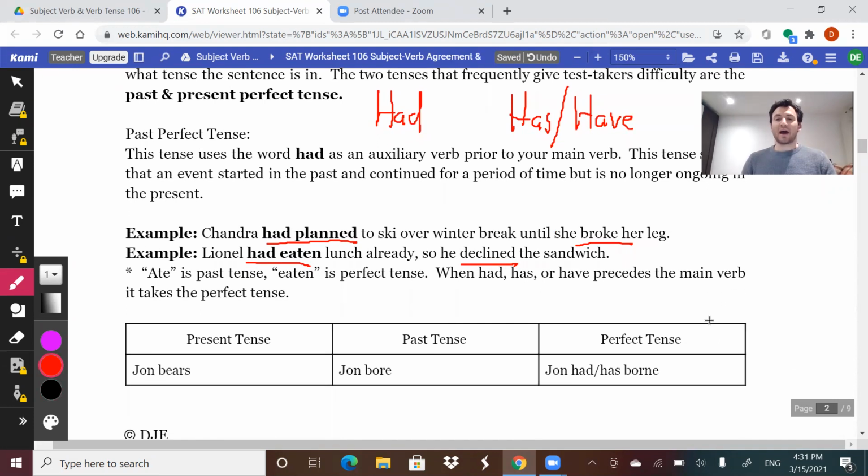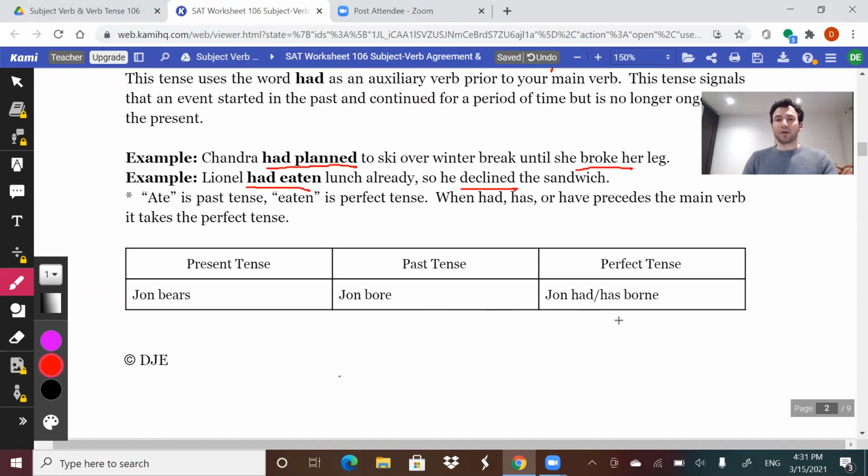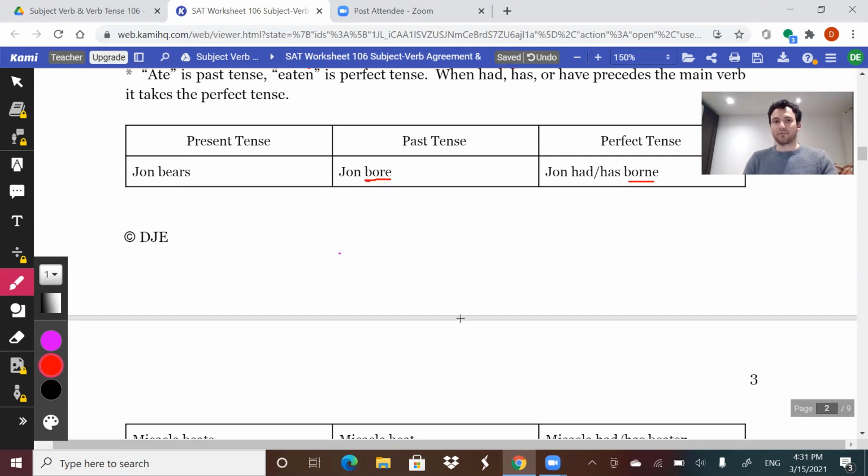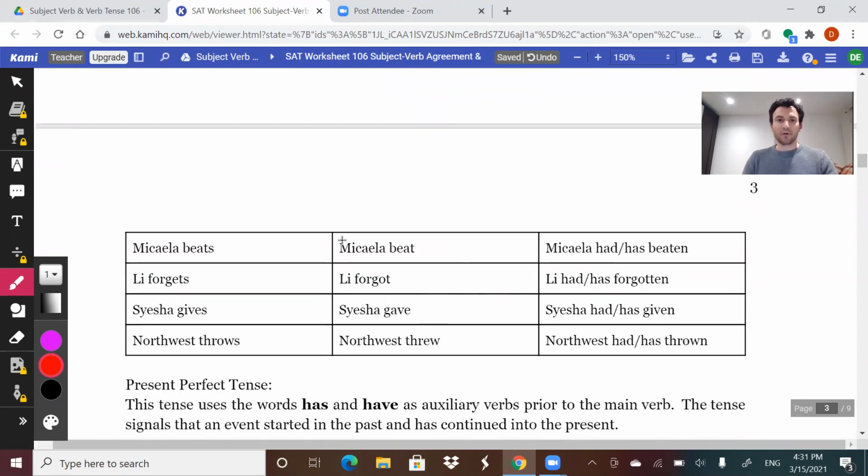When you're using had, has, or have, make sure that you're conjugating your verb correctly. The conjugation isn't always the same as the past tense. An example is bore versus born. Bear, bore, born. Another one, Michaela beats. Michaela beat, past tense. Michaela had or has beaten. Yeah, if you said plan, then planned is the same in both tenses. Had planned, has planned, planned. But some verbs take on a different form when they follow has, had, or have, the perfect tense.